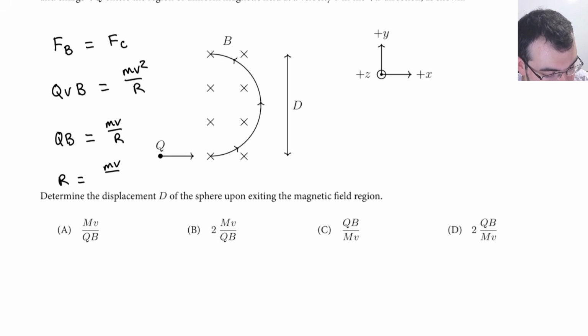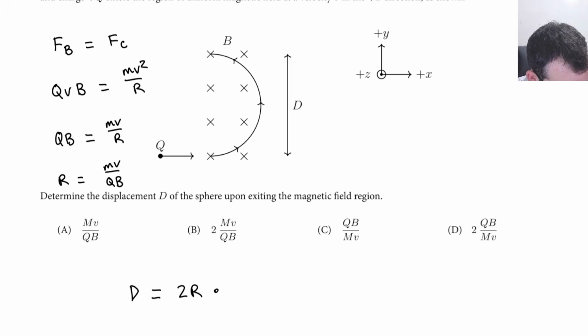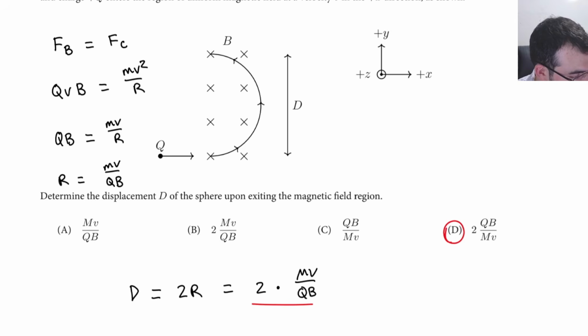So this is the radius of the path, but we don't want the radius. We actually want this sort of displacement. And I did name it d for a reason, right? d is just the diameter because it exits along a semicircle. So it's 2 times r, which is just 2mv over qB. All right, this is a pretty standard P2 skill, so I'd call that level 2.